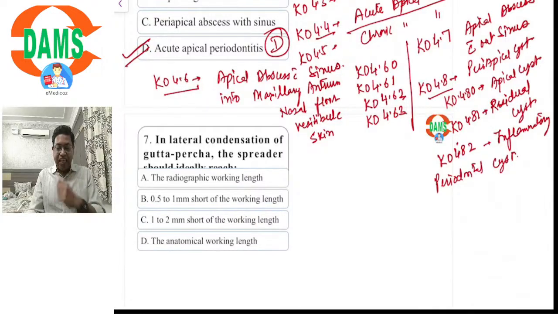Question number 7. In lateral condensation of gutta-percha, the spreader should be placed to the radiographic working length, 0.5 to 1 mm short of the working length, 1 to 2 mm short of the working length, or the anatomical working length. In cold lateral compaction, we know that the spreader is used and it should be 1 to 2 mm short of the working length. Very well explained in the class notes also. The spreader should not reach the working length, but it should be 1 to 2 mm short of it. Option C would be the answer here.